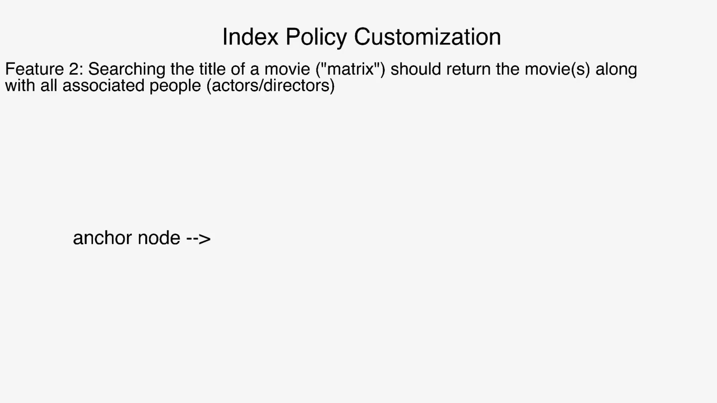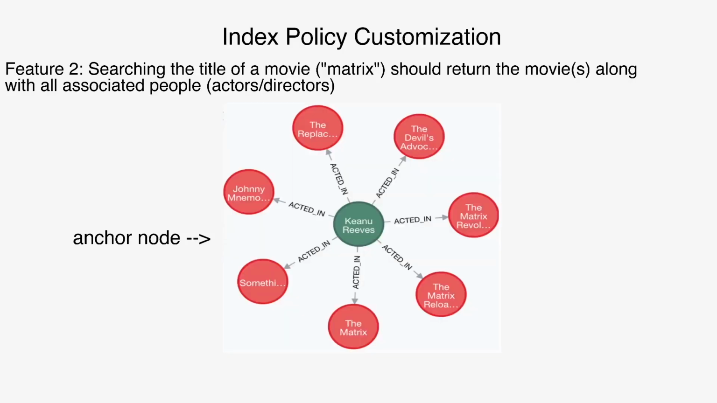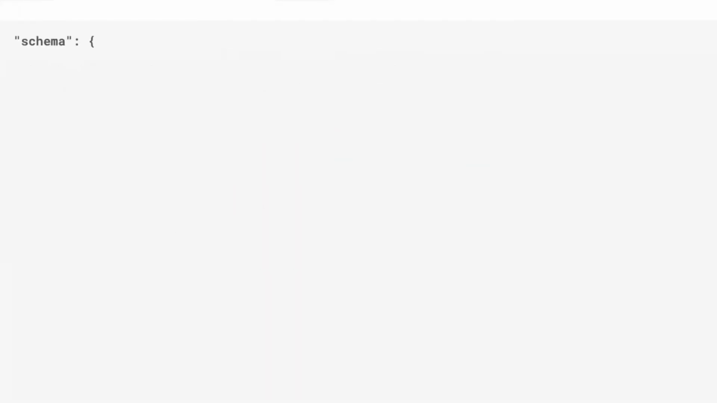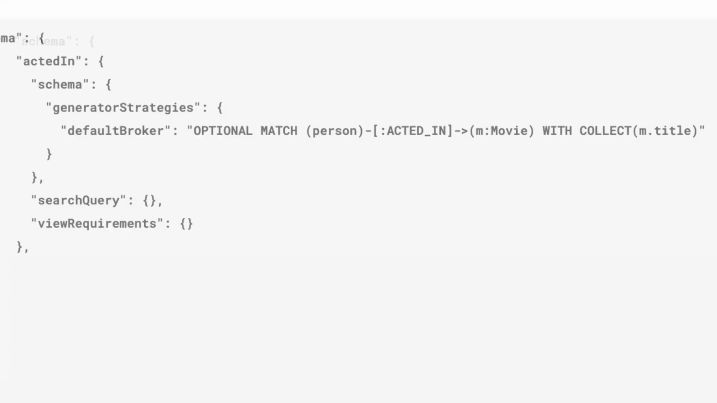Queries in the index policy should be written from the perspective of the node being indexed, also known as the anchor node. To implement feature 2, we'll need to update the policy schema to include a list of movies each person is associated with under the person index. This can be done by adding 2 custom index schema properties. The first property we'll call acted in. It'll look for an optional match of a relationship of acted in between a person and a movie node, and then collect the value of the movie node's title property.